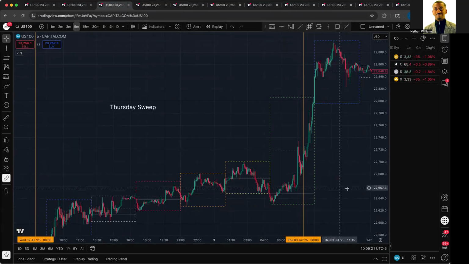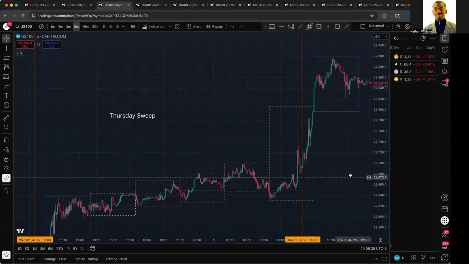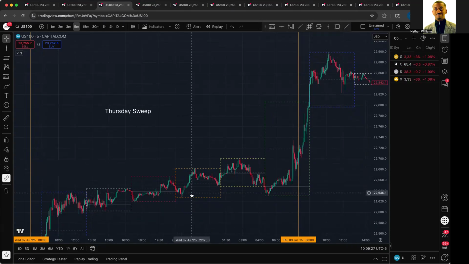Thursday sweep. You can see here that all week, all of this mini week, Monday, Tuesday, Wednesday, just stair stepping up. No mini day took a low of the previous mini day. Thursday had a sweep, ran up, pulled back, and shot up.